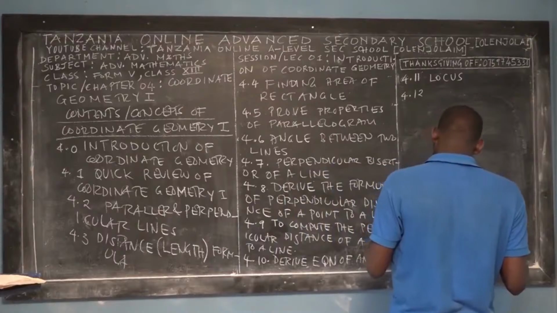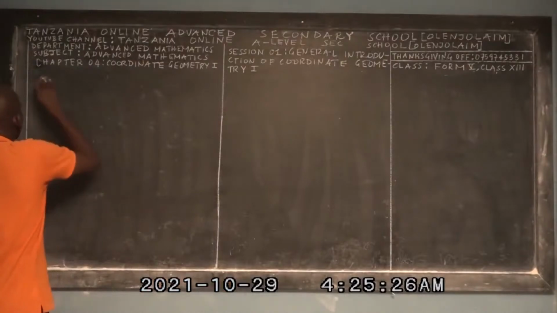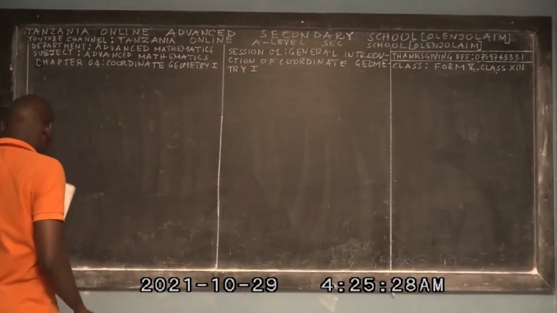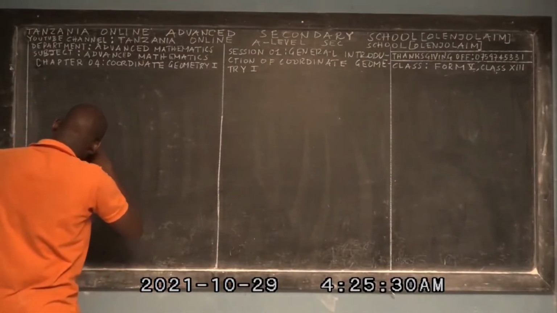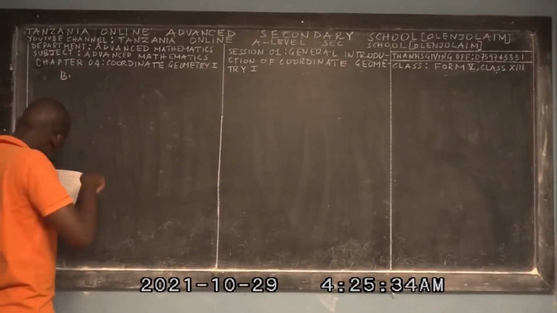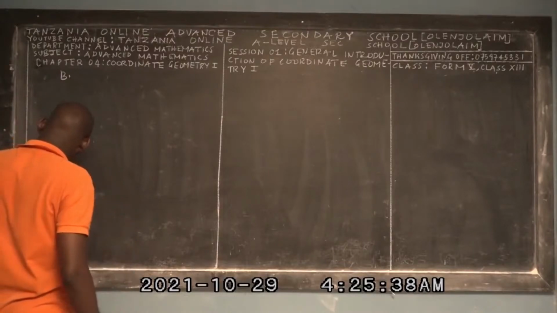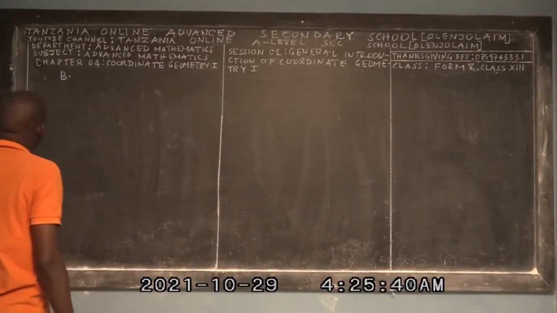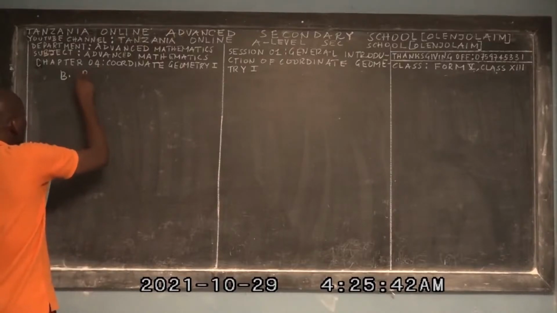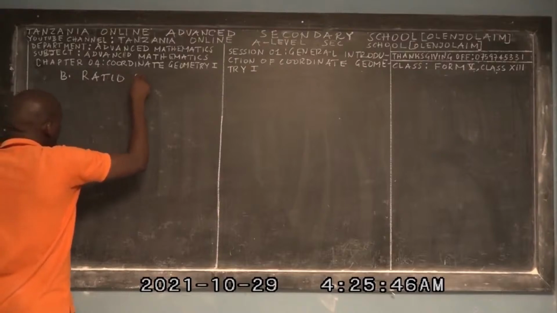Okay, so let us continue with the concepts or contents that I'm going to teach you in this topic of coordinate geometry 1. I've been mentioning the contents for the first subtopic, which is called rectangular Cartesian coordinates, and then let us go to the second subtopic, which is ratio theorem.